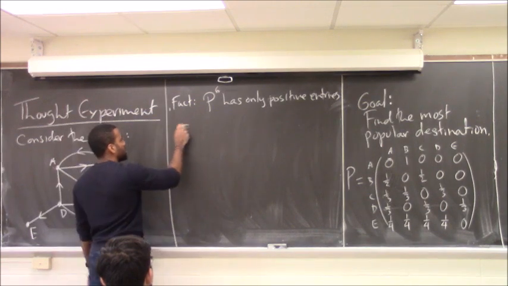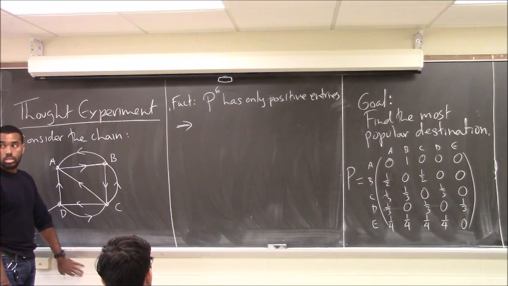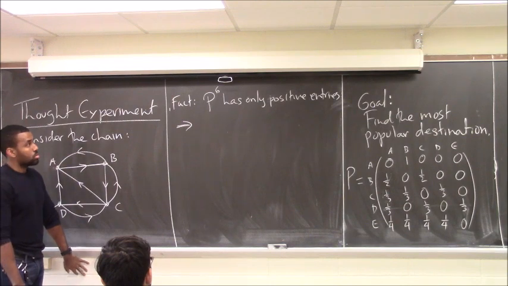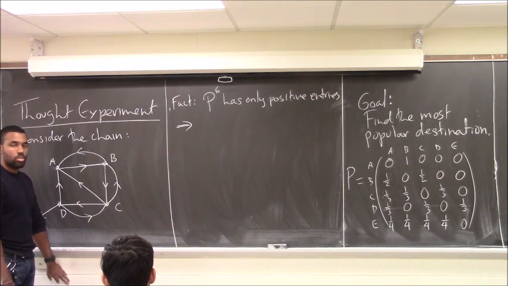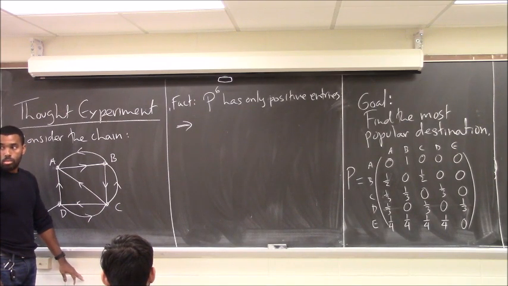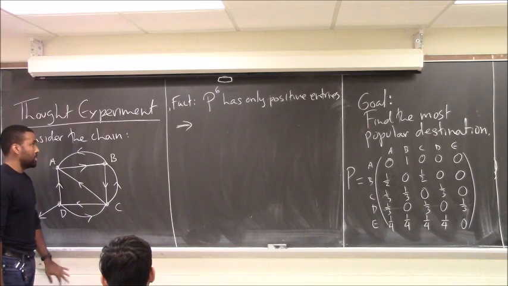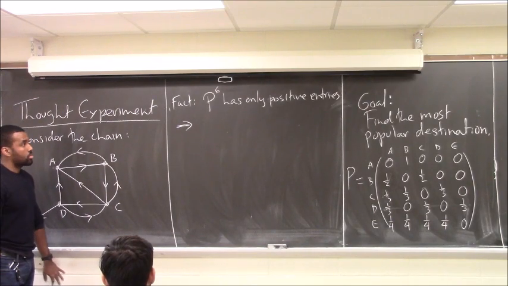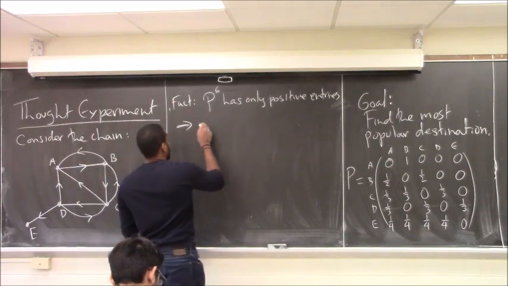What does that mean if our transition matrix hits positive entries? What does that tell us about the chain? Think of this as a Markov chain. A power of the transition matrix has only positive entries. This was a definition for something. Right, this means the chain is regular.